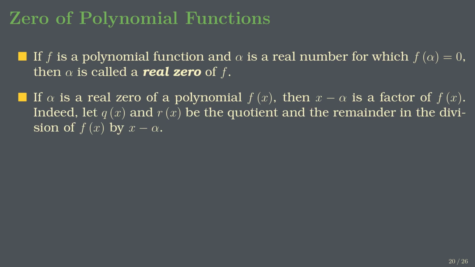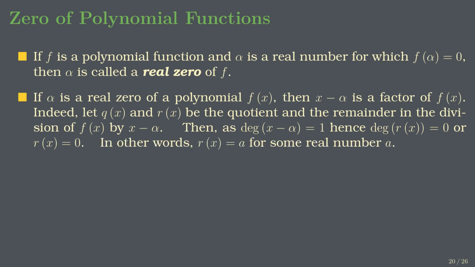So let's take a look at the argument. If we call q(x) and r(x) the quotient and the remainder in the division of f(x) by x minus alpha, then because the degree of x minus alpha is 1, either r(x) equals 0 or the degree of r(x) is 0, meaning that r(x) should be a real number a, which might be 0 or not. So when a is 0, we do not have the degree of a, but when a is different from 0, then the degree of a is actually 0, right?